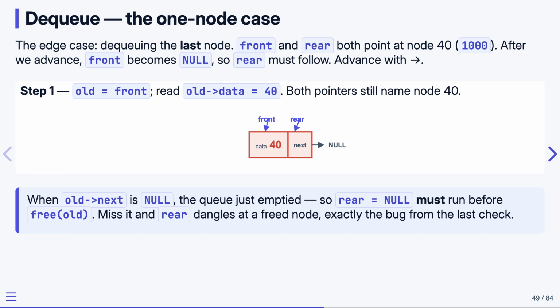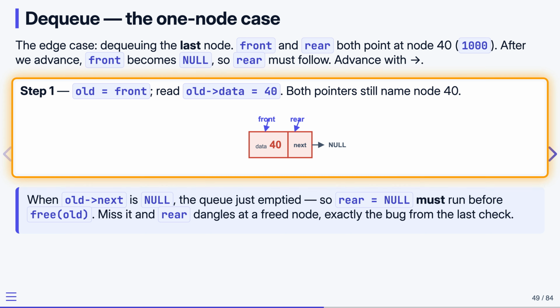Now the edge case, dequeuing the last node. Here front and rear both point at the same node, node 40, at 1000. Watch what has to happen to rear. Step 1. We set old becomes front and read old arrow data, the value 40 to return. Both front and rear still name node 40.